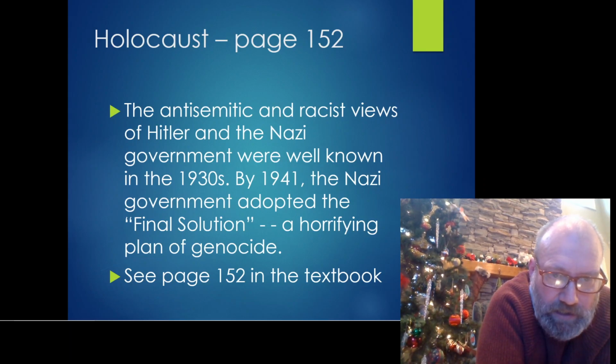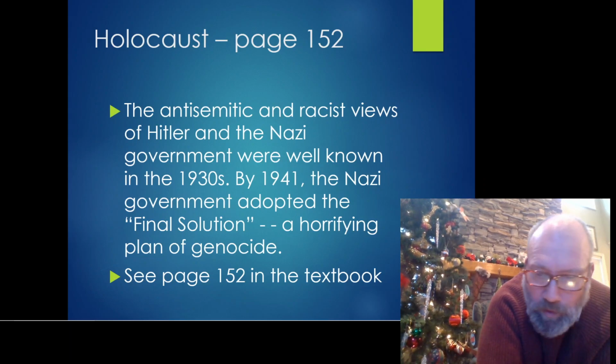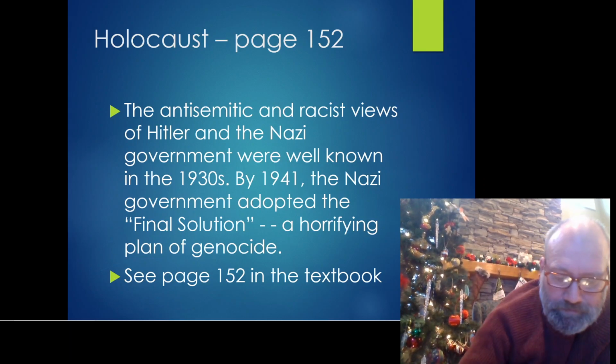Holocaust, page 152 in your textbook. You should be able to answer on your test if you get a question like, what is the Holocaust? The anti-Semitic and racist views of Hitler and Nazi government were well known in the 1930s. By 1941, the Nazi government adopted the final solution, a horrifying plan of genocide. So the Holocaust is a horrifying plan of genocide. It evolved over time. It started off with bullets, but then evolved into death camps and gas chambers.